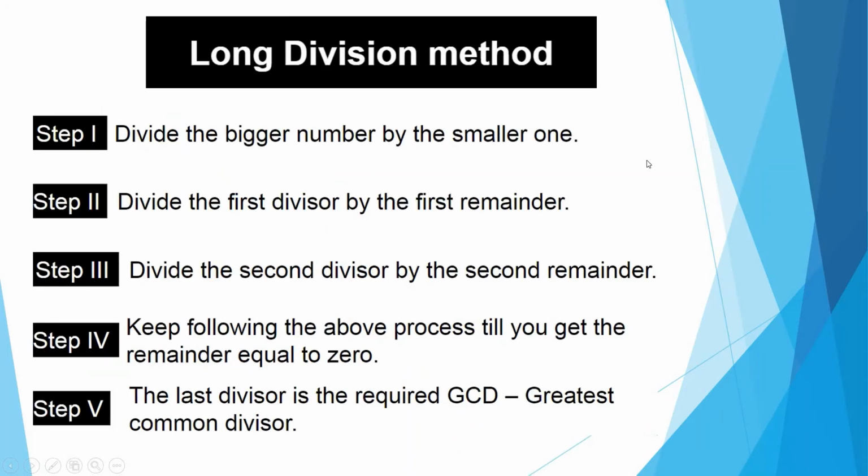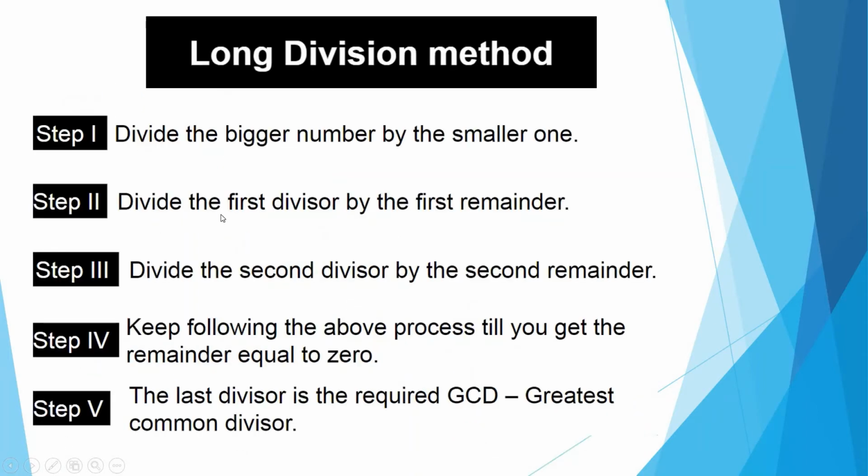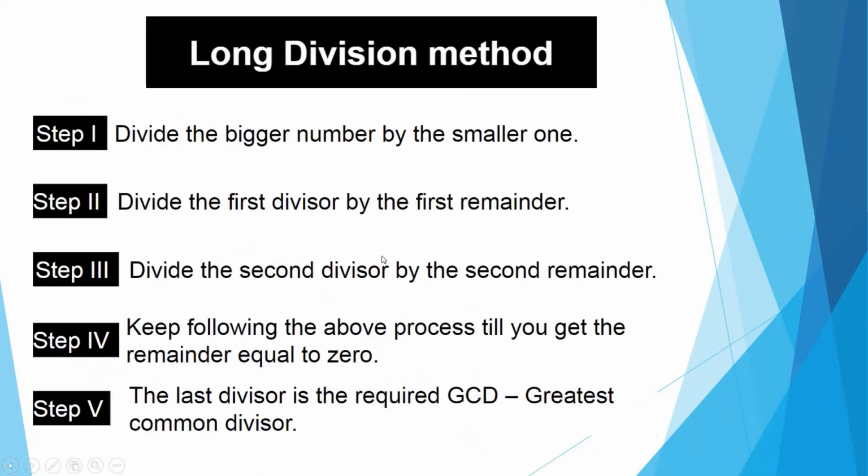That is what is given, right? So 285 is the dividend because it is the bigger number, and 125 is the divisor because it is the smaller number. When we divide, we'll get 250. Okay, so after we get the remainder 35, we need to divide the first divisor by the first remainder.